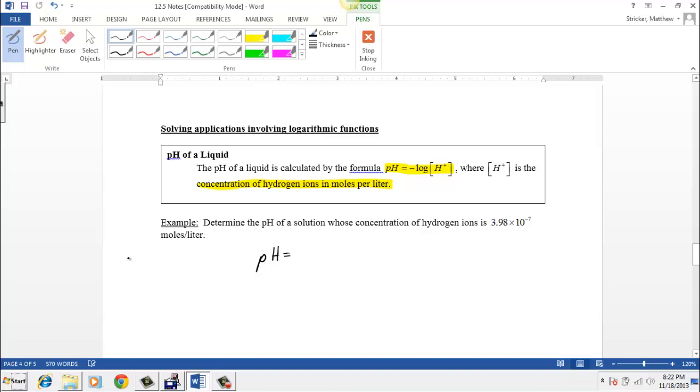We're given what H+ is. We're given that H+, that's the hydrogen ion concentration. We're given in this problem that it's 3.98 times 10 to the negative 7. And so to calculate the pH, we're just going to take negative log, this is log base 10, of 3.98 times 10 to the negative 7. Not too bad. Easy calculation.